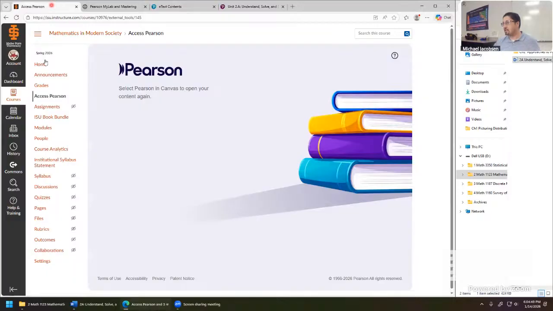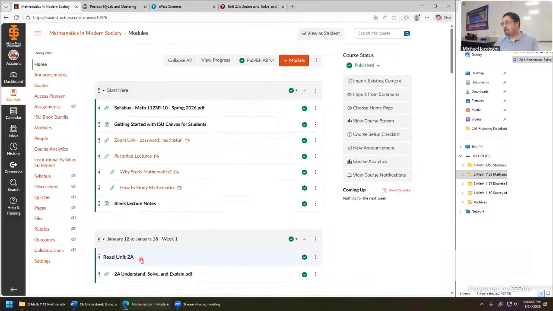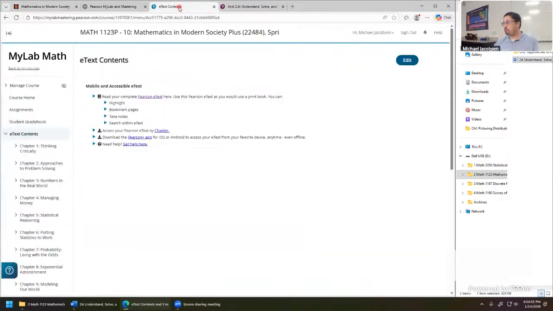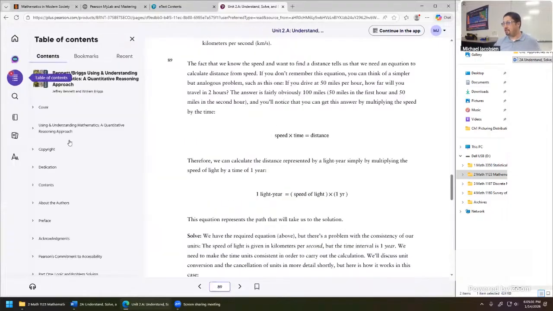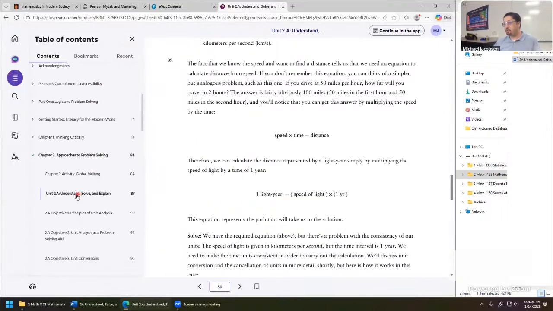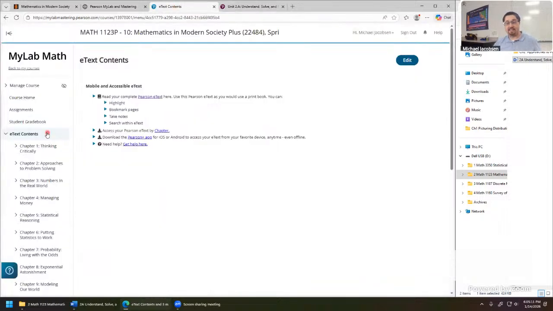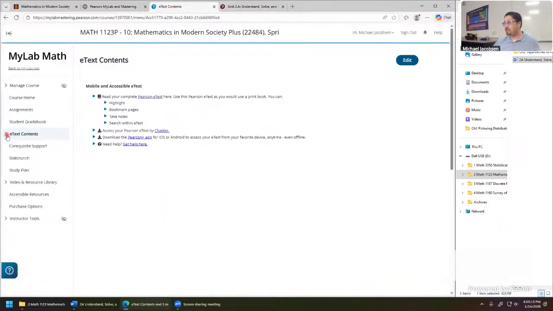So when it says on the Canvas course page, read Unit 2A, that's what we're referring to, reading that particular section here in 2A. You can also just pop out the table of contents, go down to Chapter 2, Unit 2A, to start from the very beginning. Really, this is just a fast refresher, a reminder about the textbook, where to find it, how to work with it.